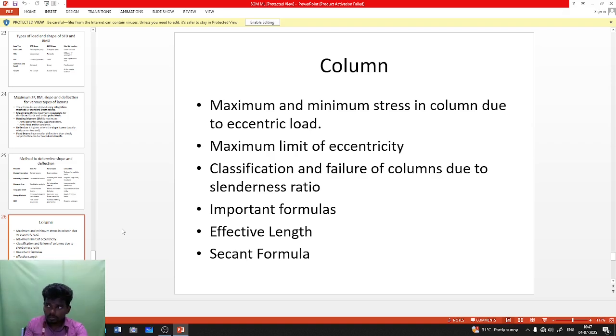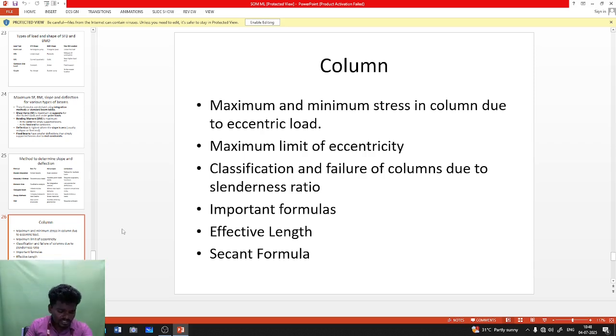And now we are going to see the different formulas used for columns. Sigma max is equal to P by A, the whole bracket of 1 plus 6e divided by b, and sigma minimum is equal to P by A, the whole bracket of 1 minus 6e divided by b. The slenderness ratio lambda is equal to Le by k minimum, and k minimum is equal to root of I minimum divided by A.